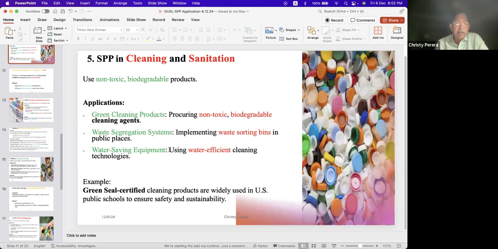Green Seal certified. That's again an eco-label certification. Green Seal certified cleaning products are widely used in US public schools to ensure safety and sustainability, because they are very careful about their students.